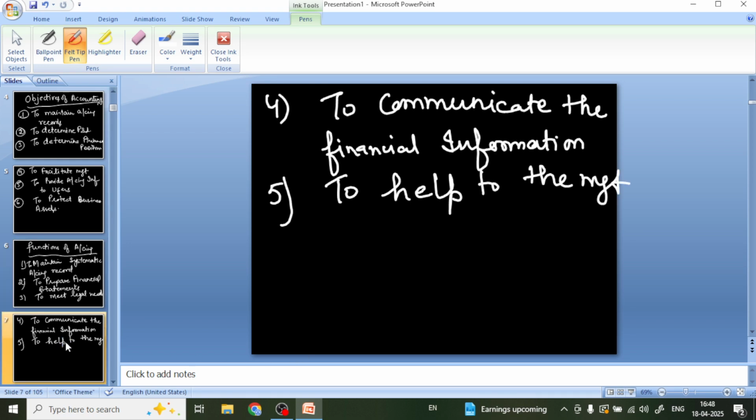Next is to communicate financial information. It's another function of accounting to communicate financial information to users, whether they are internal users or external users, like management, banks, employees, government authorities, etc., so that they can take decisions. And to help the management: management often requires financial information which is provided by the accounting records, and which helps the management to take decisions regarding the assets, liabilities and net profit or loss of the business. These are the functions of accounting.